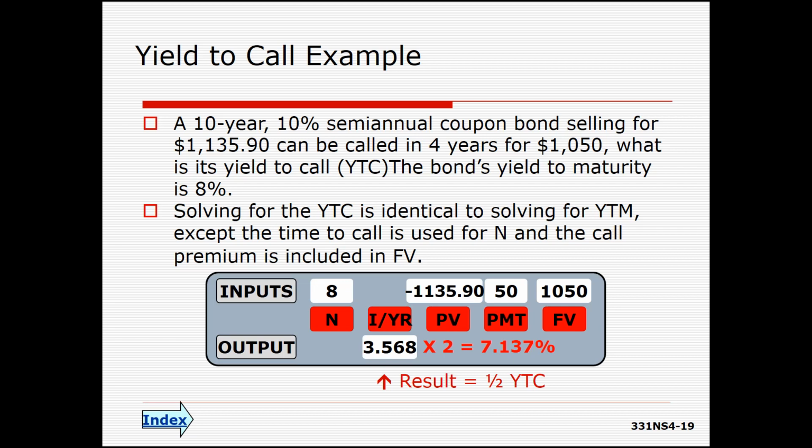So solving for yield to call, N is 8, 4 years to the first call times 2. Present value, a negative $1135.90, the current bond price. Payment, $50. Future value times the coupon rate divided by 2. 1,000 times 10% divided by 2. The future value is $1050, the call price. Compute IY, you get 3.568. This is a 6-month yield to call. Multiply times 2 to get 7.137.